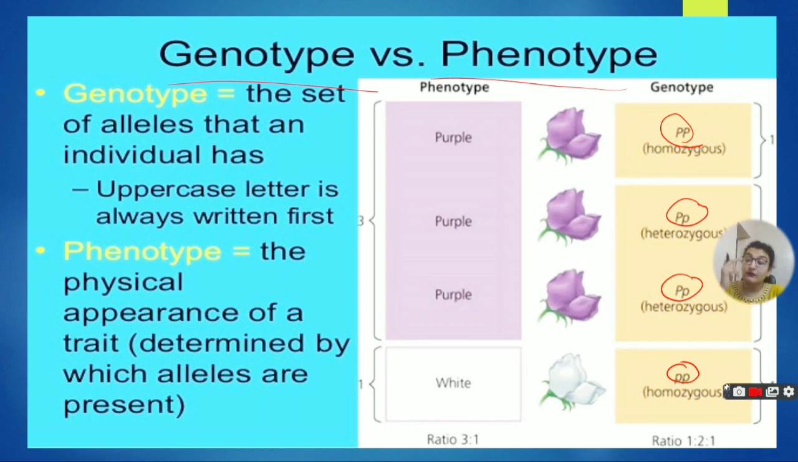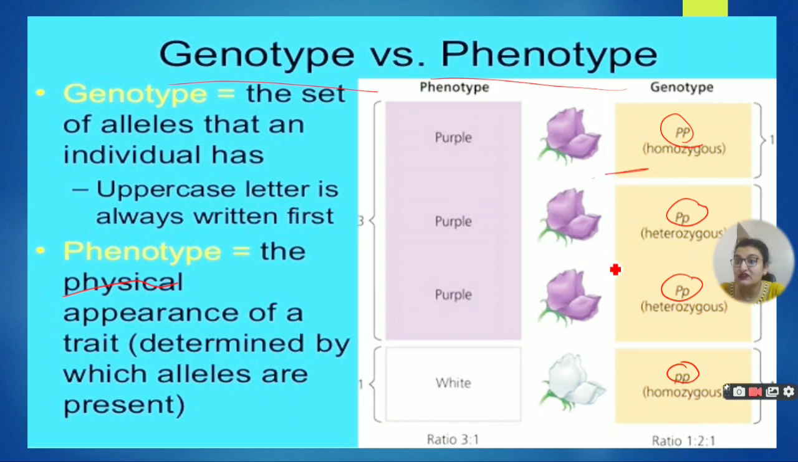Now, when we talk about the phenotype, we talk about the physical appearance. When we talk about the phenotype, we talk about the physical appearance of that particular thing. In this case also, when you see, the genotypes are telling us what the major alleles are.